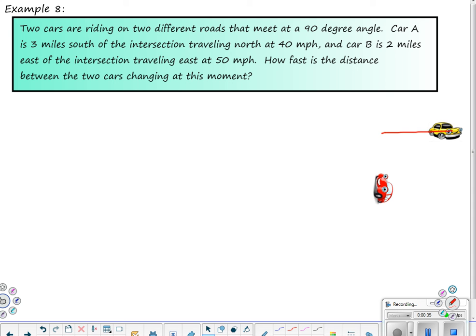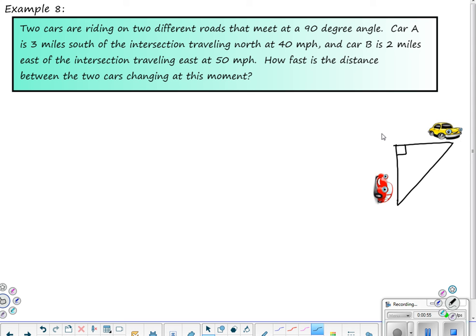Okay, let me use a different color. Let's set up our right triangle. We know we have these two cars traveling and the roads are perpendicular, and so obviously we can form ourselves a right triangle. Two cars are riding on two different roads. They meet at right angles.